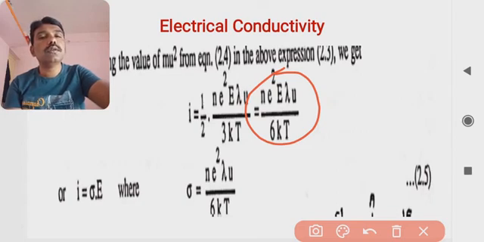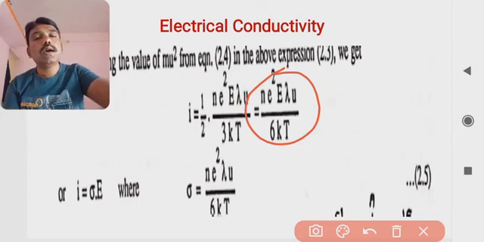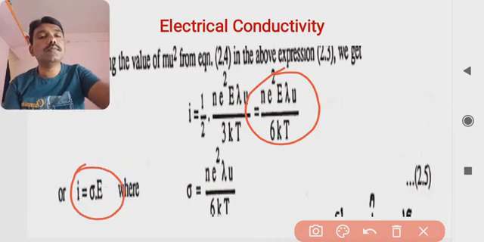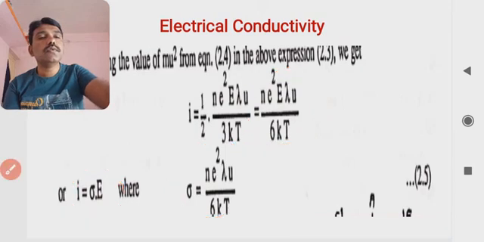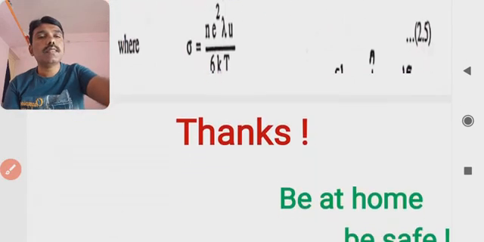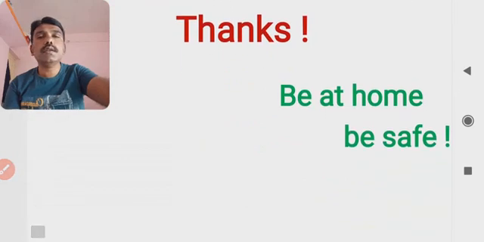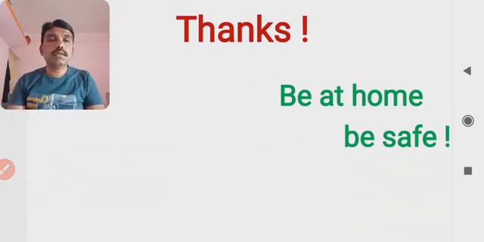Again we are aware that I is equal to sigma E, and that's why sigma, if E is taken to the side, is nothing but your electrical conductivity, and it is given as n small e square lambda u divided by 6 kT. So this is the relationship for your electrical conductivity, and it is very easy to get the 5 marks for the electrical conductivity.